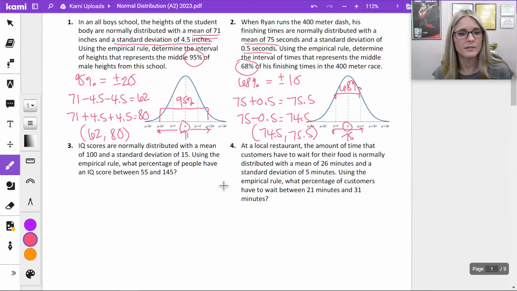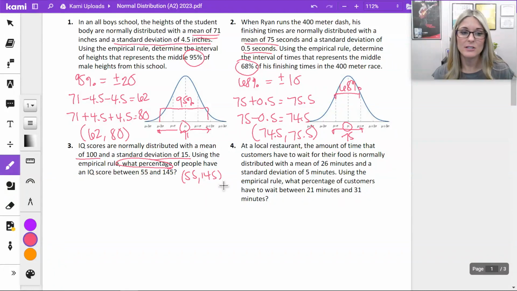Number 3, IQ scores are normally distributed with a mean of 100 and a standard deviation of 15. Using the empirical rule, what percentage of people, is it 68, 95, or 99.7% of people, have an IQ score between 55 and 145?